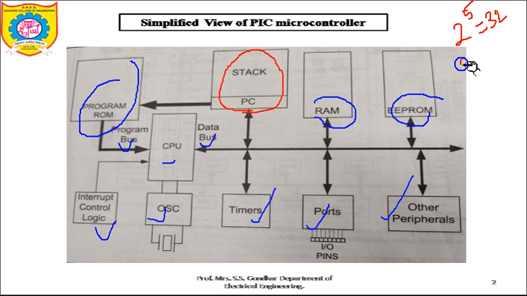If you try to write it in binary, it will be 0 0 0 0 0 up to 32. If you try to write it in decimal, it will be from 0 to 31. Why from 0 to 31? It will be in decimal and this will be in binary.